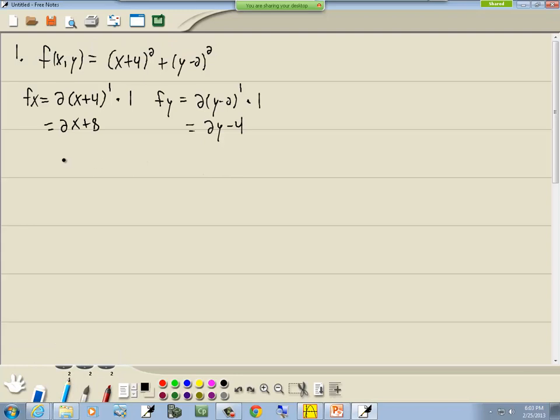Now we want to set these equal to 0. So 2x plus 8 is equal to 0, and 2y minus 4 is equal to 0. So we have 2x is equal to negative 8, divide both sides by 2, and x is equal to negative 4. Take the negative 4 over, it becomes a positive 4. Divide both sides by 2, and we get y is equal to a positive 2. So we're going to be looking at this x value and this y value. Those are our critical point.